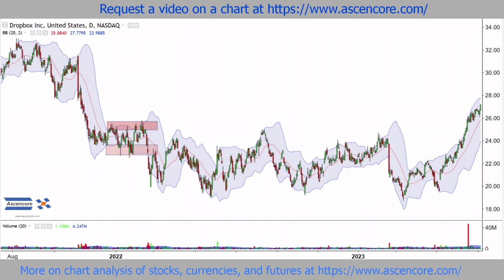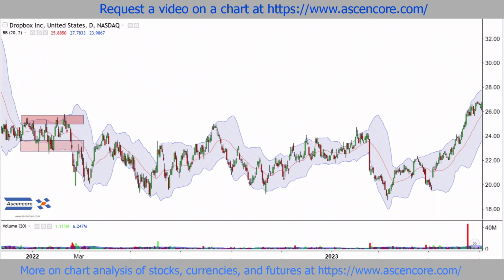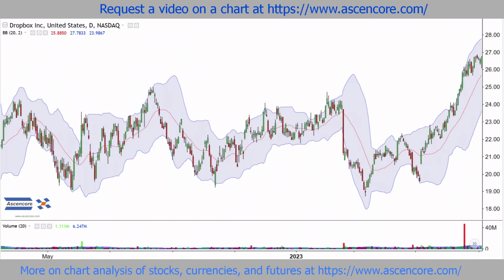And that's part of the constant shift on the chart between lower and higher volatility, wider and narrower Bollinger Bands, the contrast between steep trends and flatter price ranges.